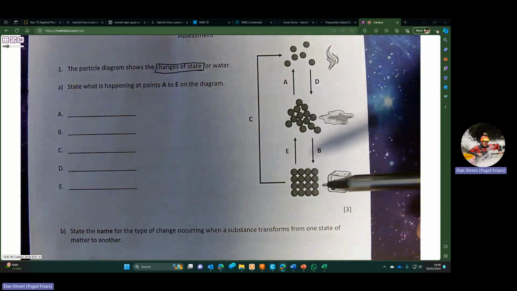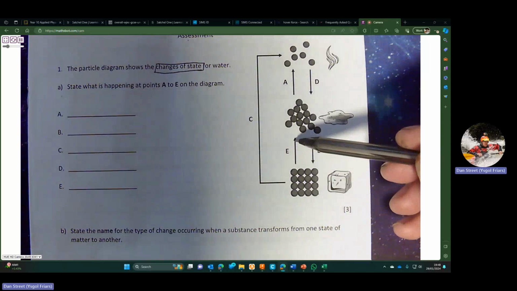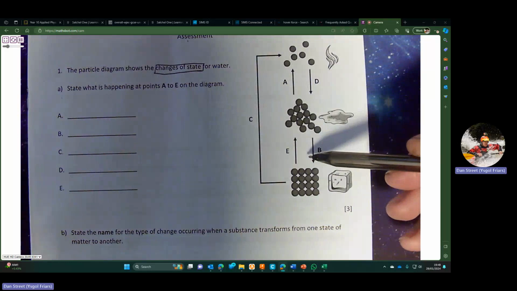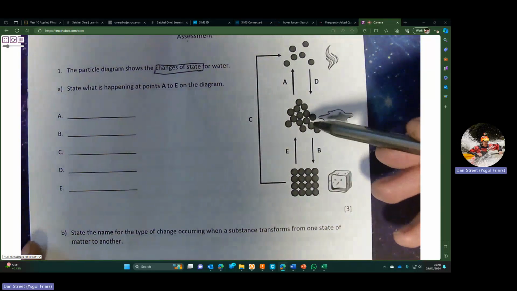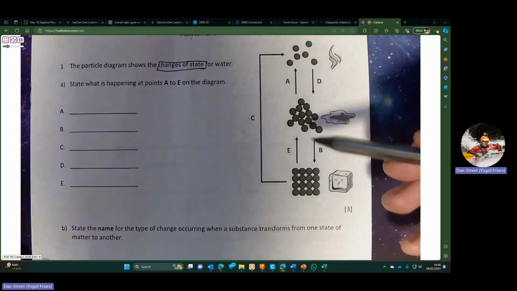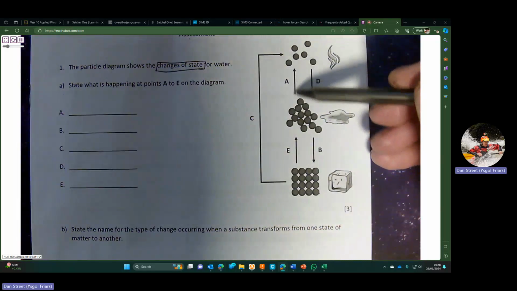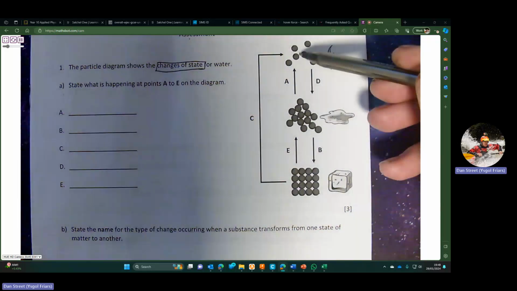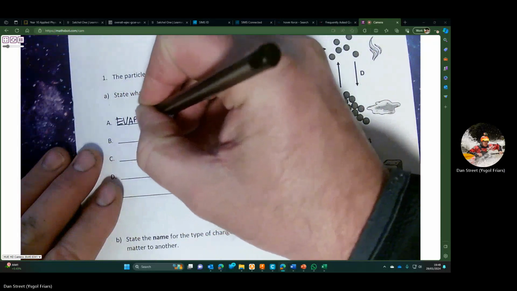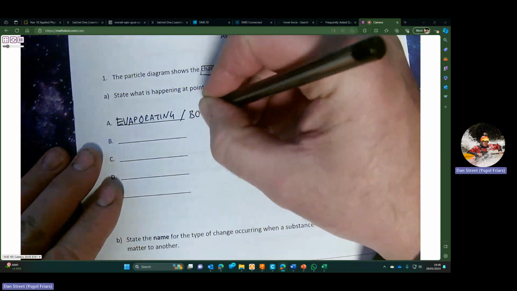Now, many people had the sense to recognize what was happening, and for example, for change of state E, wrote solid is changing to liquid. However, this question isn't really about describing it like that, it's describing it with the appropriate words. Now, for many people, I gave them the benefit of the doubt, but the correct answers are as follows. So change of state A here is from a liquid to a gas. So that would be evaporating, or you could have boiling.